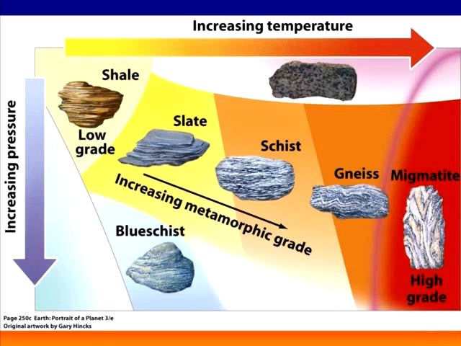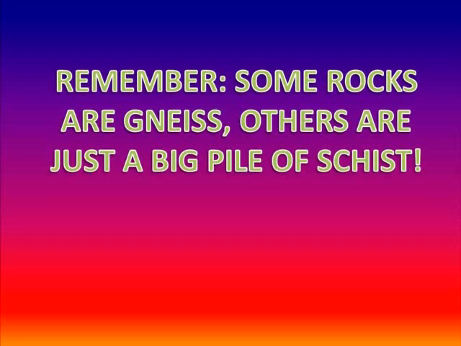And if we add even more heat and pressure, it can turn into what's called migmatite, but we're not going to get into that in too much detail. Just one more thing, a great way to remember two foliated metamorphic rocks, just remember this phrase. Some rocks are nice, others are just a big pile of schist.